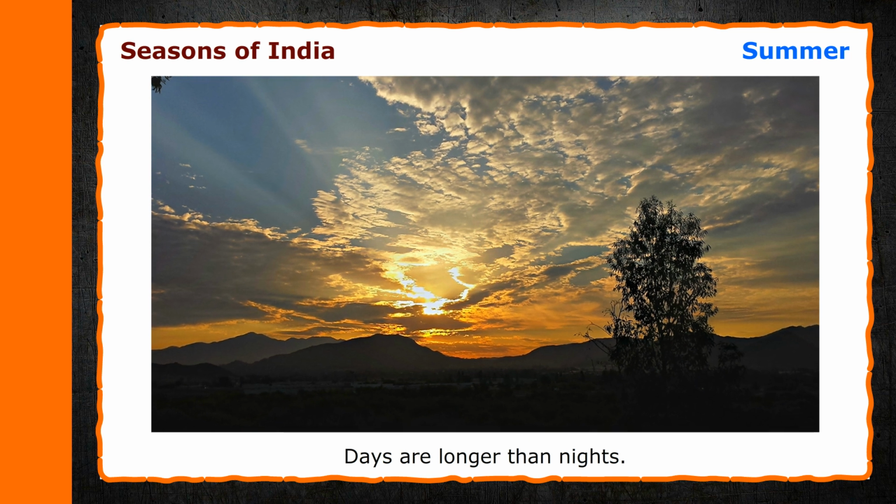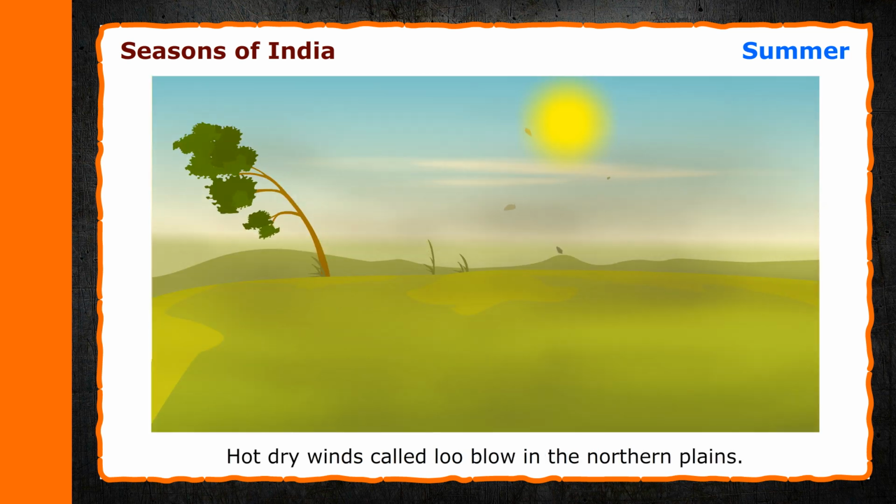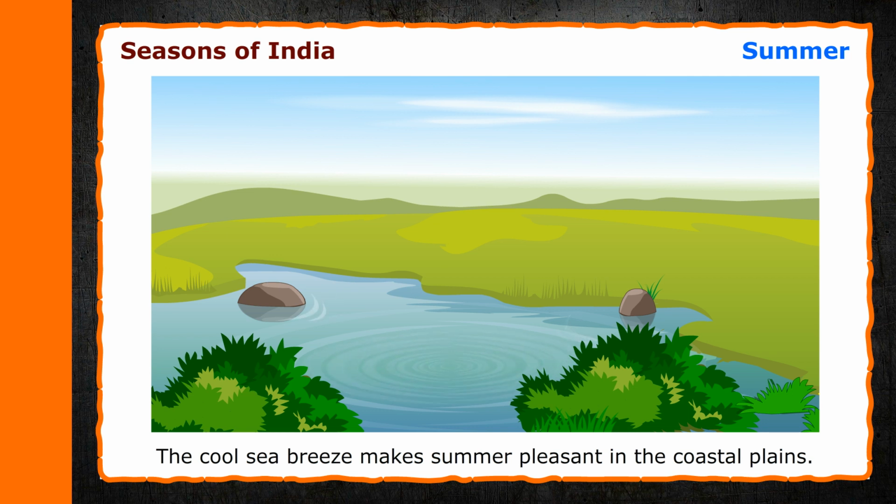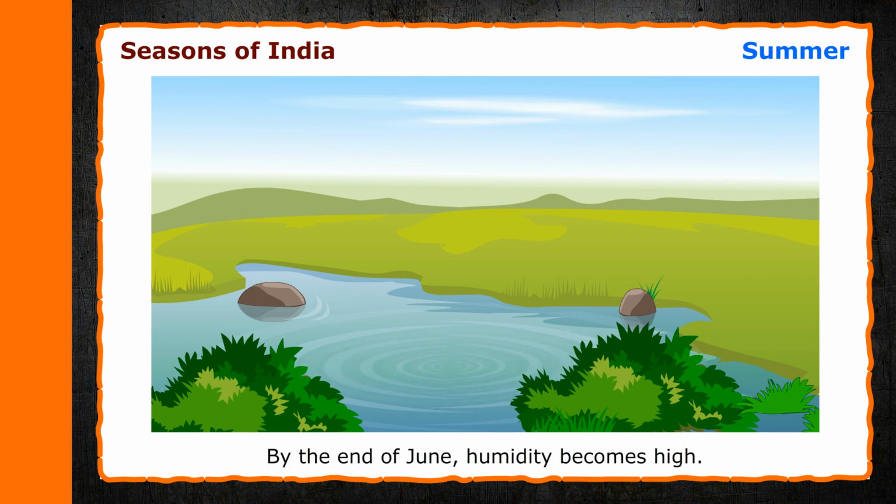Days are longer than nights. Hot dry winds called Lu blow in the northern plains. Dust storms are common in the northern plains. The cool sea breeze makes summer pleasant in the coastal plains. By the end of June, humidity becomes high.